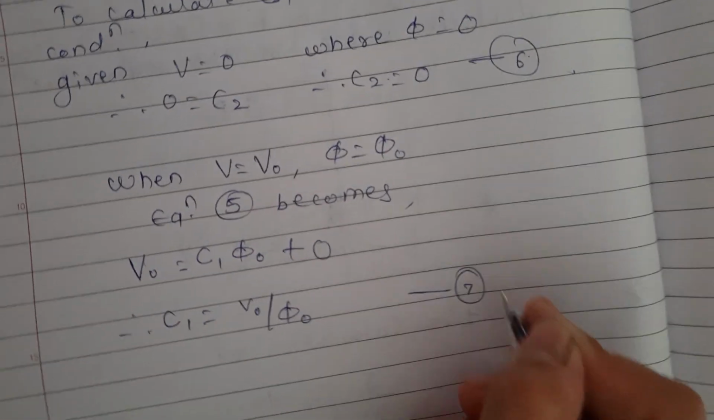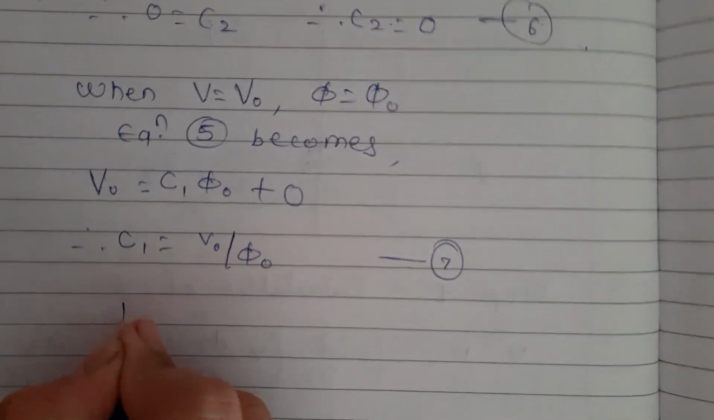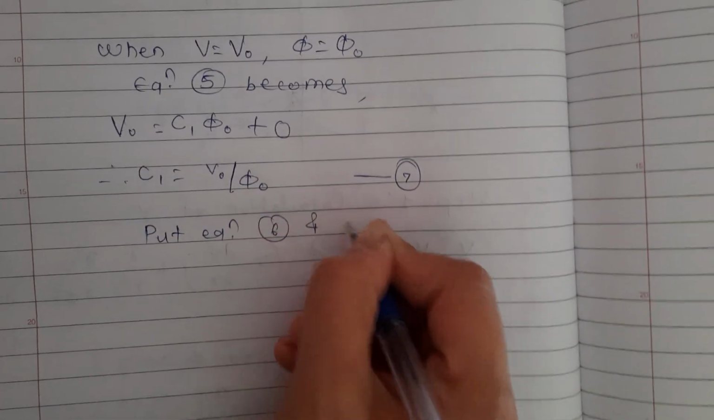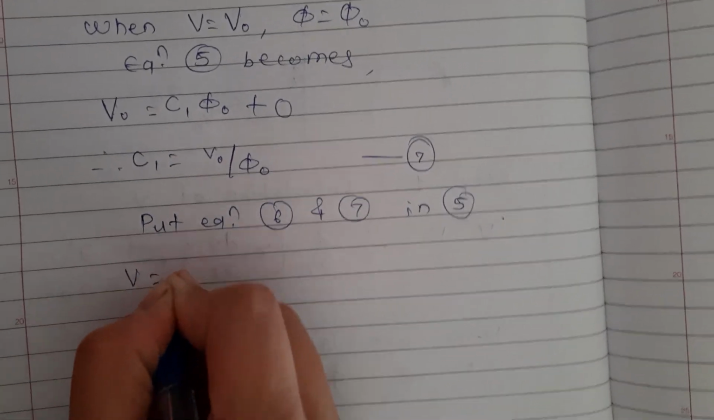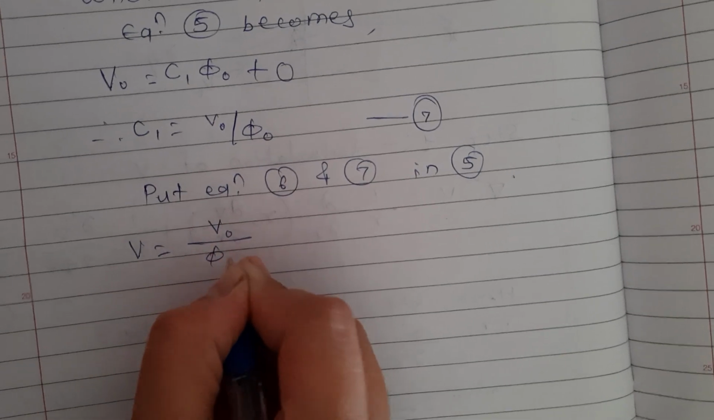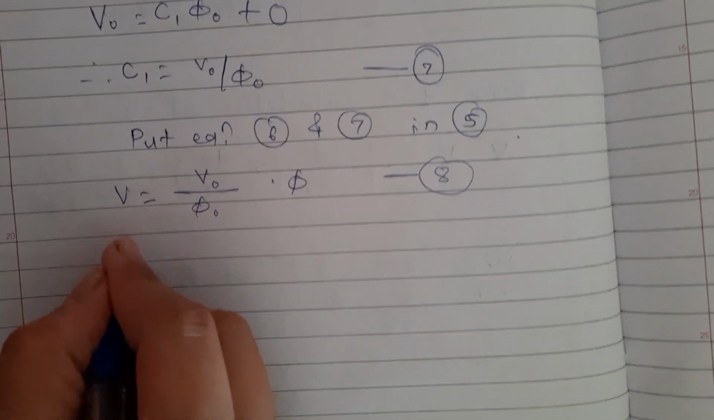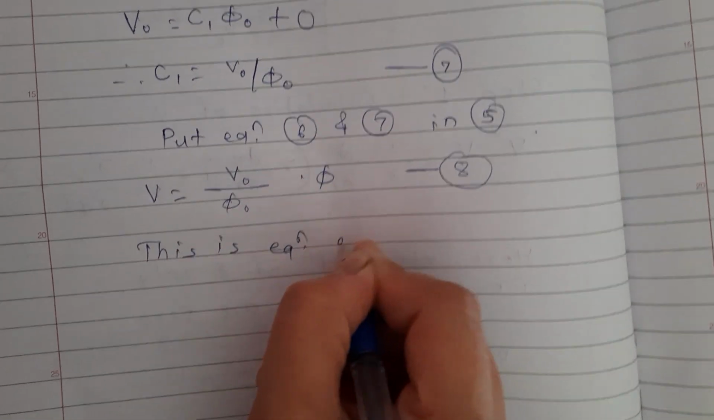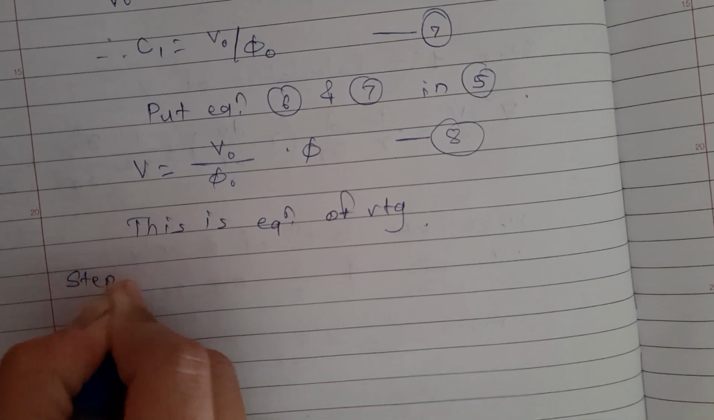It is equation 7. Now next, put equations 6 and 7 in 5. So it will be V is equal to V0 by phi 0 times phi. So this is the equation of voltage. We write here, this is the equation of voltage.